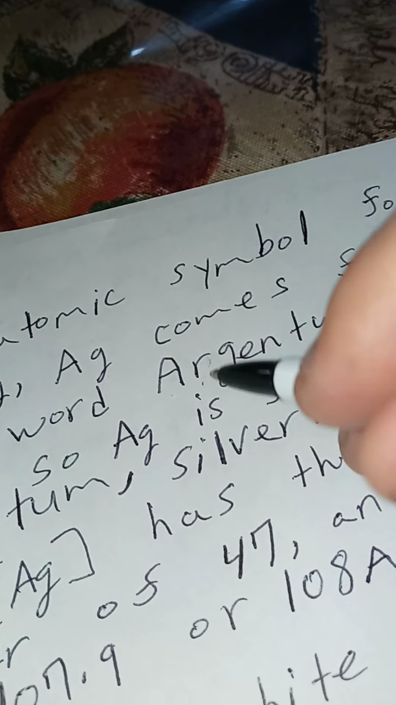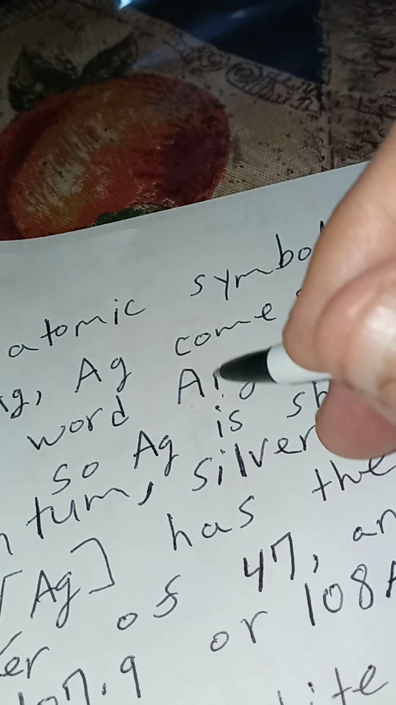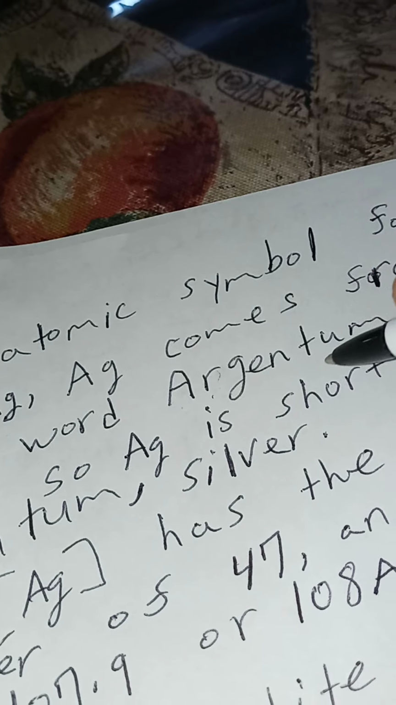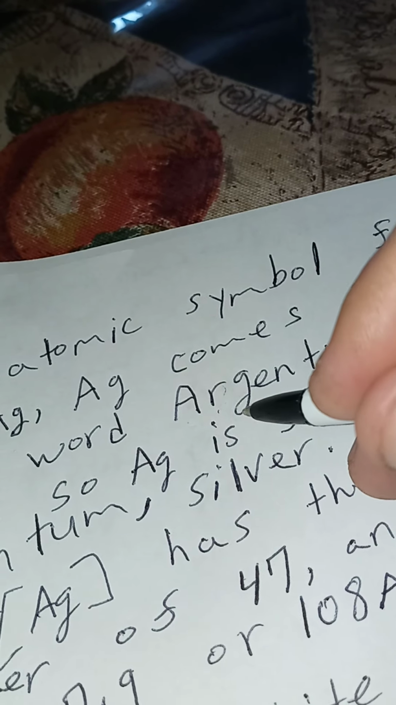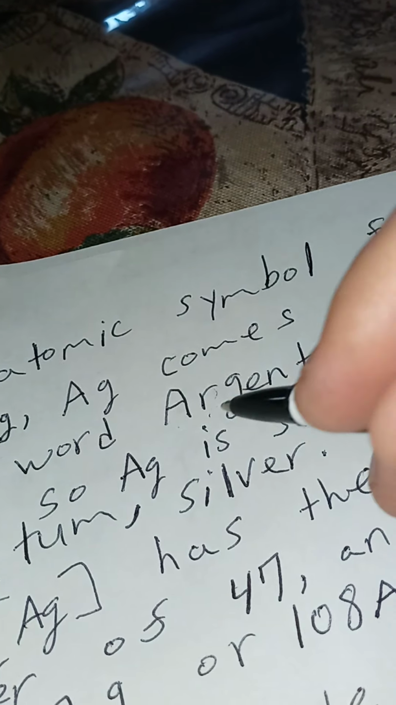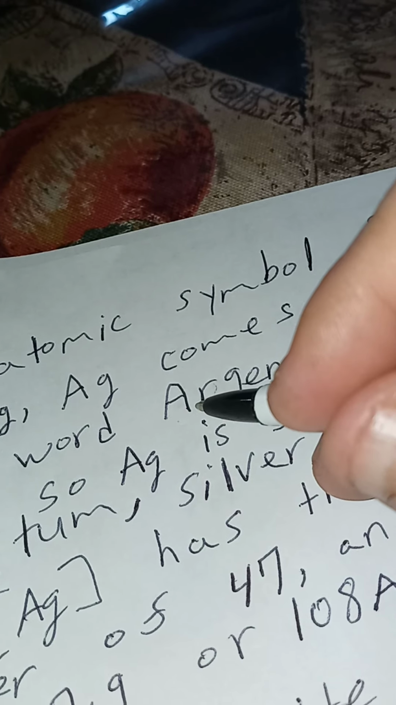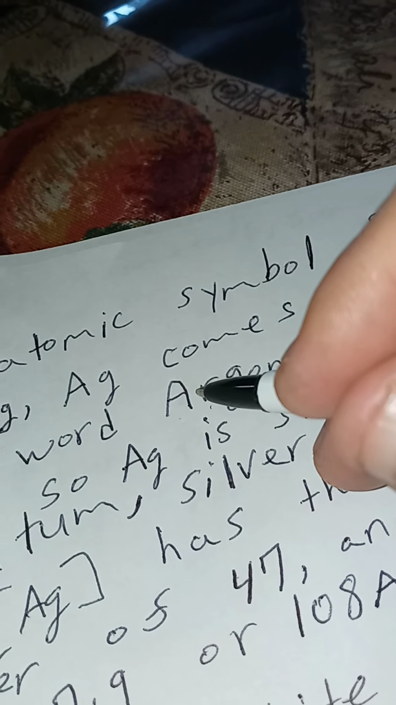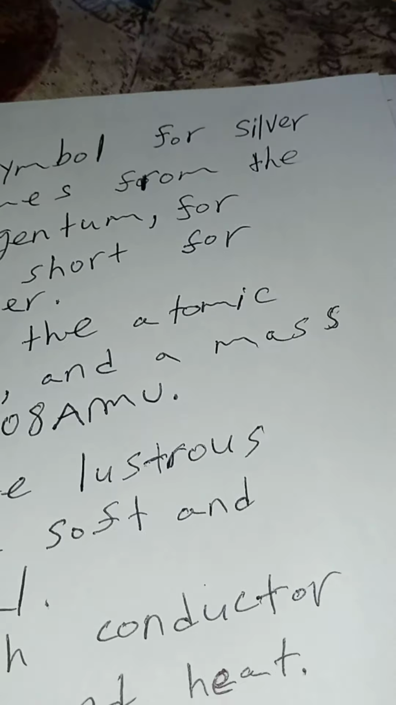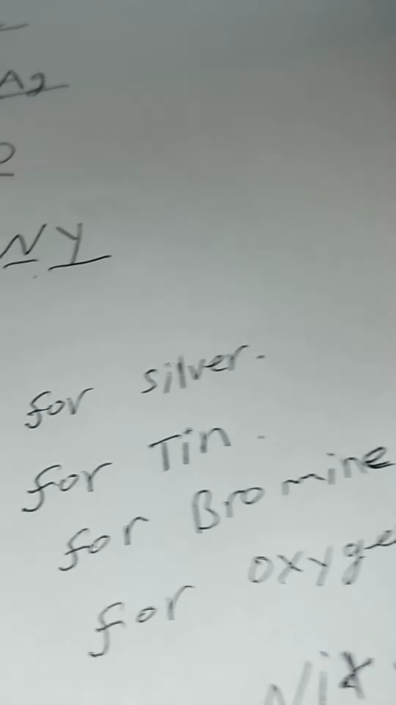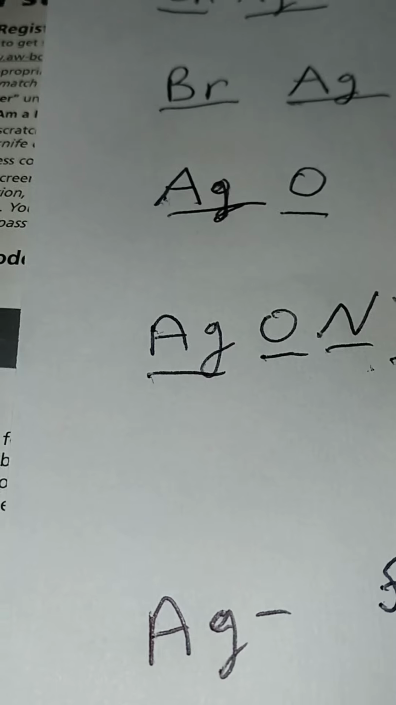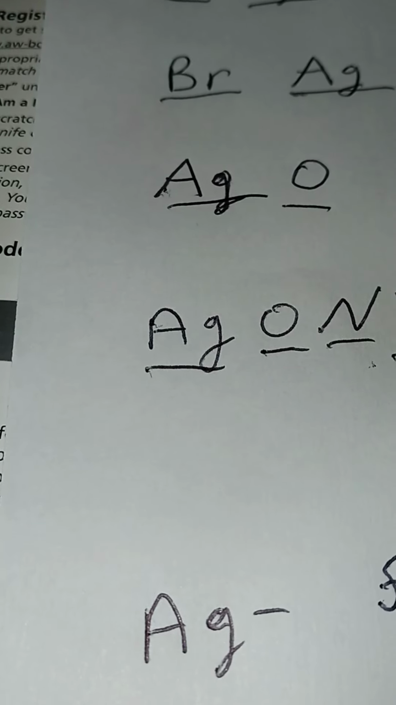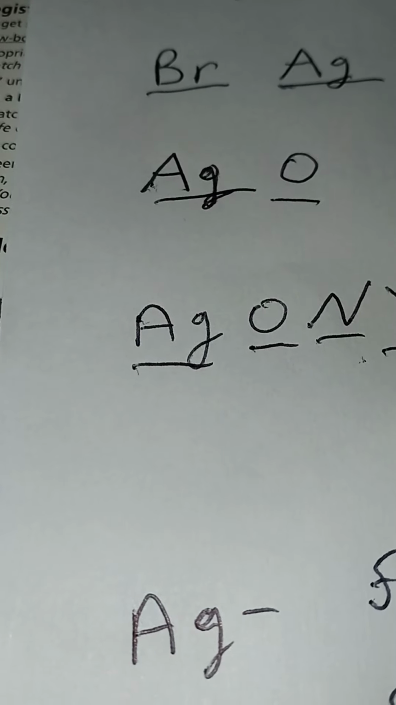Then you have the rest of the word, R-G-E-N-T-U-M. It's a Latin word, argentum. So be careful and know that the capital S is not the chemical symbol for silver. It's capital A and a small g. Be very cautious to understand that. It has an atomic number of 47.